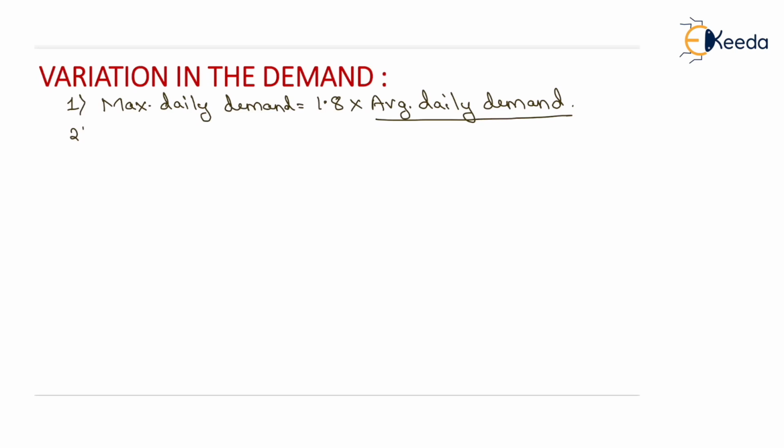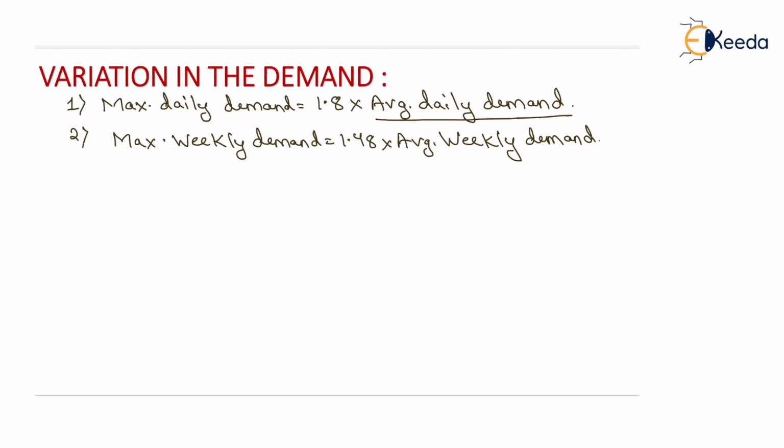Okay. Now the second will be the maximum weekly demand. Maximum weekly demand will be equal to 1.48 times the average weekly demand. Now how can we compute the average weekly demand? Suppose that in a particular year we have 52 weeks. Okay, now we have 52 weeks of data. Now we just add all these 52 weeks of data and divide it by 52, we will get the average weekly demand.